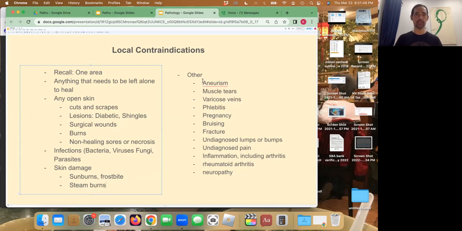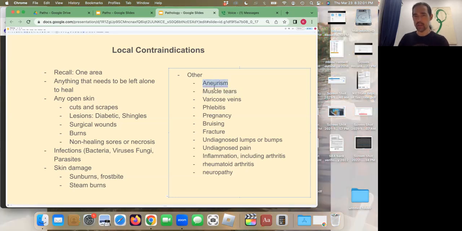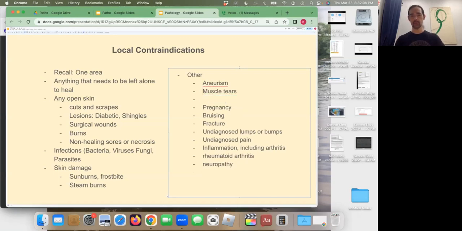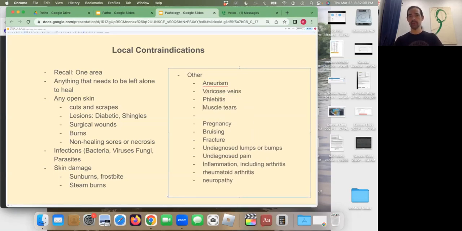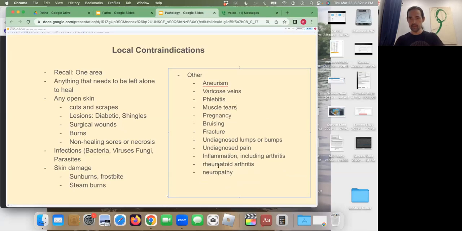Okay, other local contraindications that I want you guys to think about are aneurysms. And these are in no particular order. I'm sorry, I'm not putting these in any order. Let's do the vascular first. So aneurysms, varicose veins. Don't work on varicose veins. And let's see. Yeah, neuropathy is kind of a close second to vascular problems.